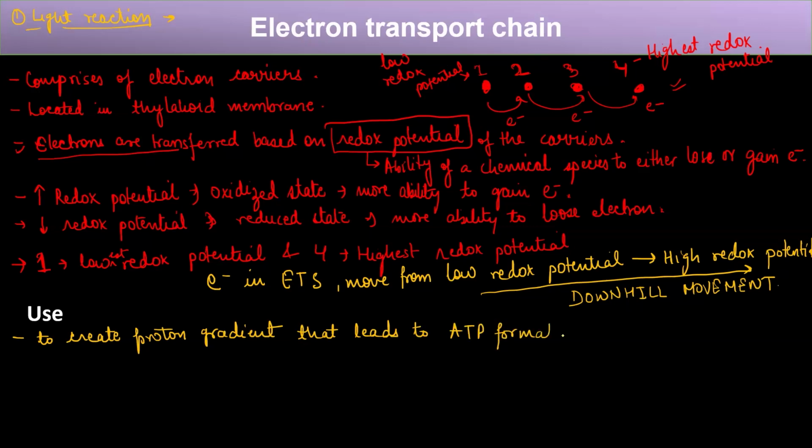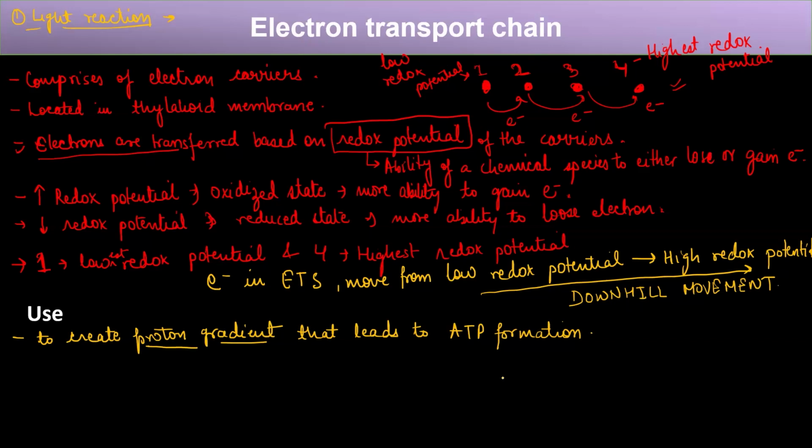So why is this proton gradient important? It is important to synthesize ATP. And this electron transport chain somehow leads to the creation of proton gradient, and we'll see how. So this is the utmost importance of the electron transport chain, because it is used to create a proton gradient, and that ultimately leads to ATP formation.